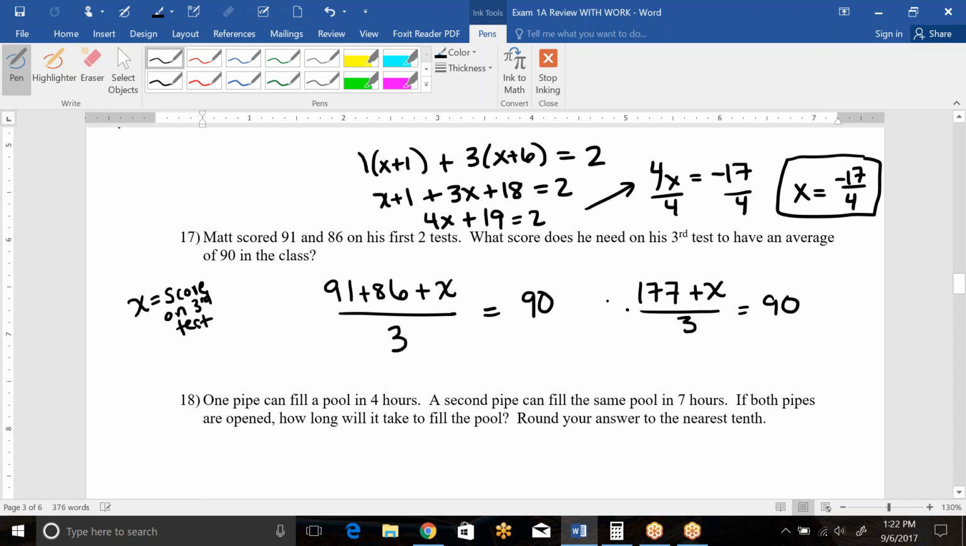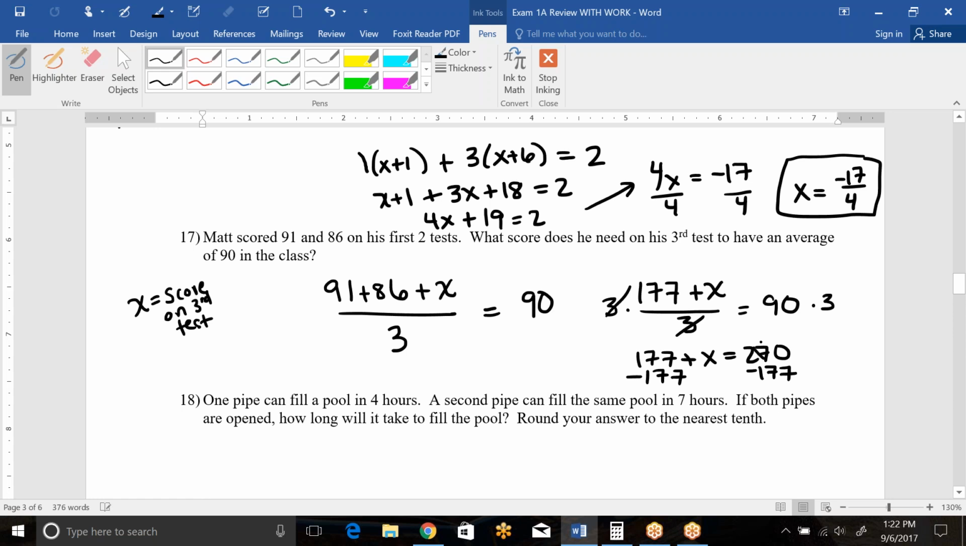To get rid of the 3 in the bottom, we would times it since they divided by it. You do not need to distribute that to the top. It reduces immediately with the denominator. So this is 177 plus x equals 270. And we would subtract the 177.